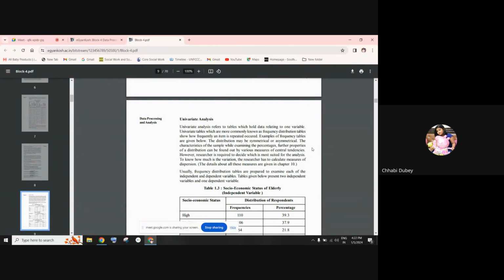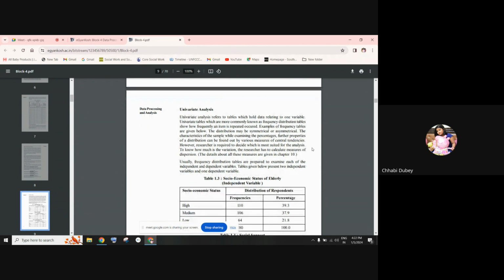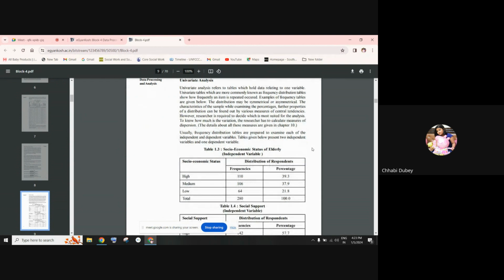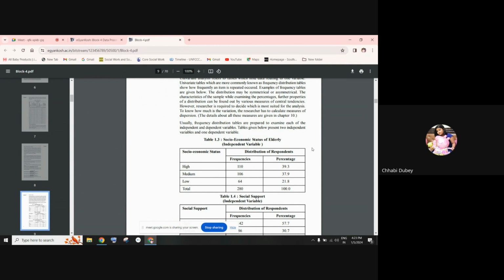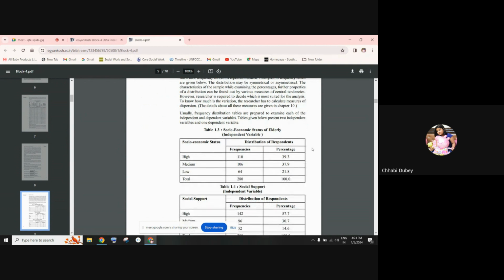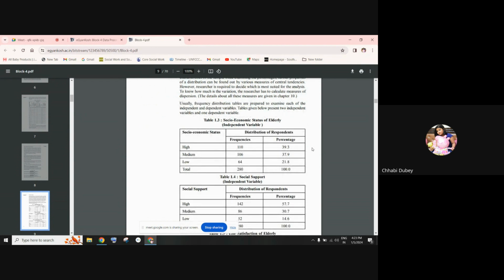An example of a frequency distribution has been given. This distribution can either be symmetrical or asymmetrical, and the characteristics of the sample, while examining the percentage and other properties of the distribution, can be found out by various measures of central tendency. You have been given this table with the frequencies and the percentages, showing how frequently that particular variable occurs. Again, they have taken the same example of socioeconomic status and the distribution of respondents accordingly.